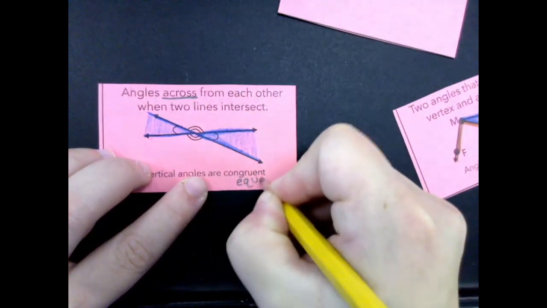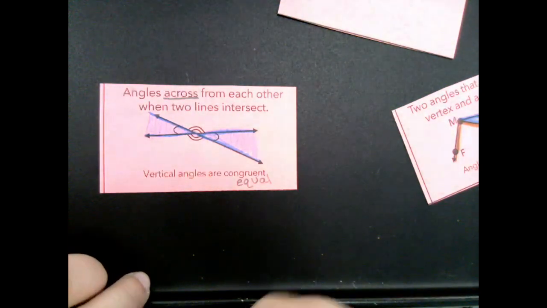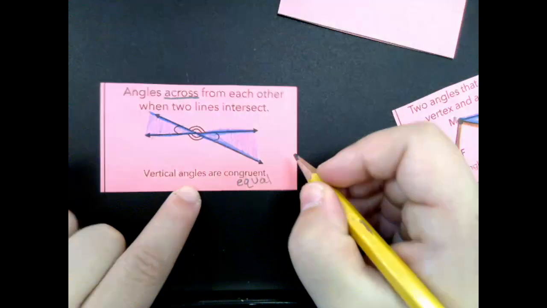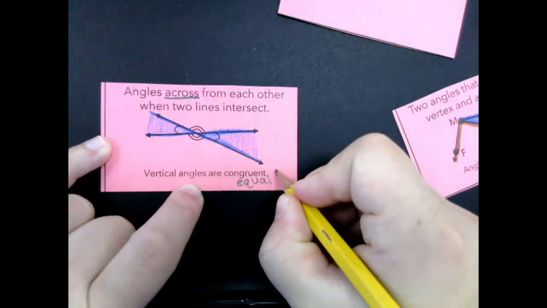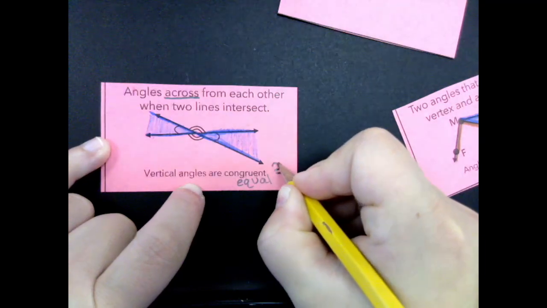equal. If you want to write that word there, just to remind ourselves that the congruent word is maybe still new to us. And then let's draw that congruent symbol, that equal sign with a little squiggle.